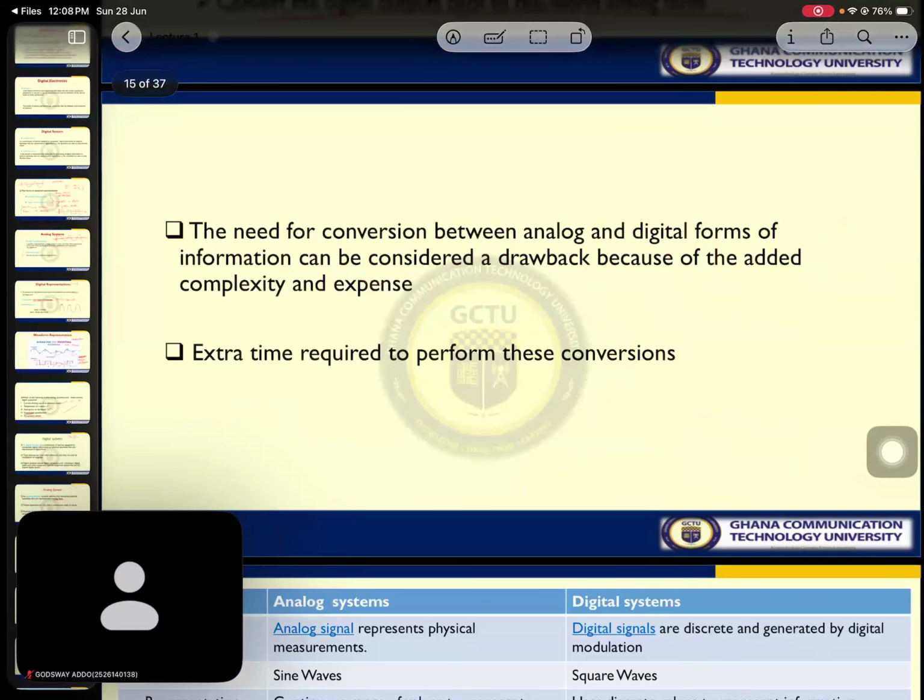So the need for conversion between analog and digital forms of information can be considered a drawback because of added complexity and cost, and the extra time required to perform this conversion. This is where the delay also comes in.